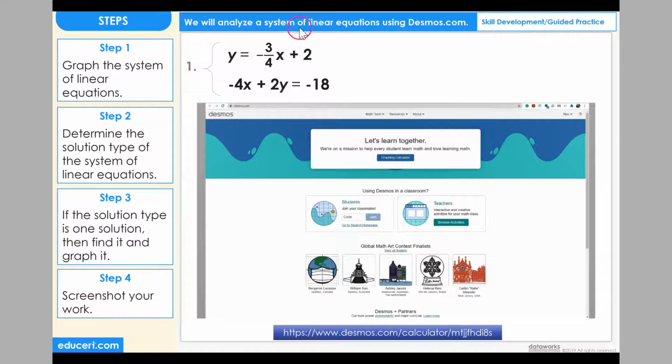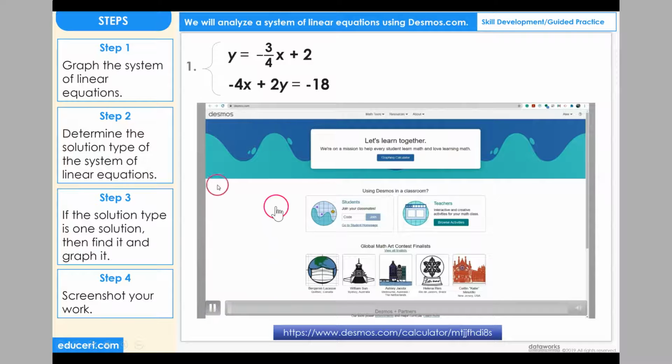Let's analyze a system of linear equations using Desmos.com. Our system has the two linear equations y equals negative 3 over 4x plus 2 and negative 4x plus 2y equals negative 18. We will begin by going to Desmos.com, and when you get to Desmos.com, click the Graphing Calculator button.